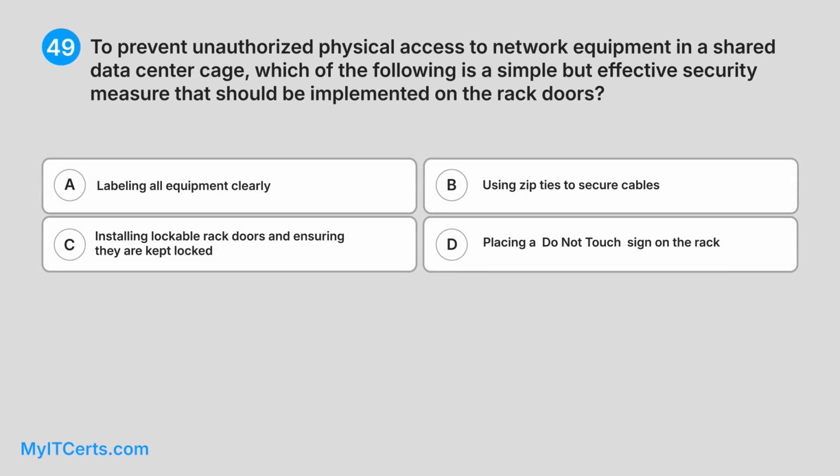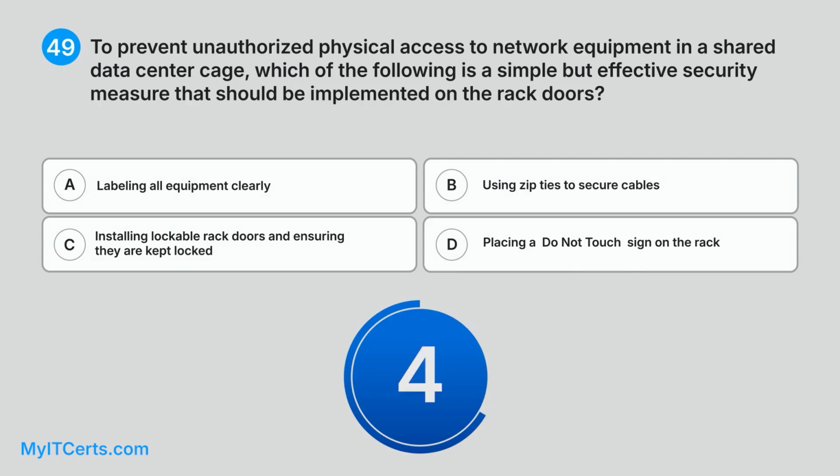49. To prevent unauthorized physical access to network equipment in a shared data center cage, which of the following is a simple but effective security measure that should be implemented on the rack doors? A. Labeling all equipment clearly. B. Using zip ties to secure cables. C. Installing lockable rack doors and ensuring they are kept locked. D. Placing a "Do Not Touch" sign on the rack. What do you think is the answer?